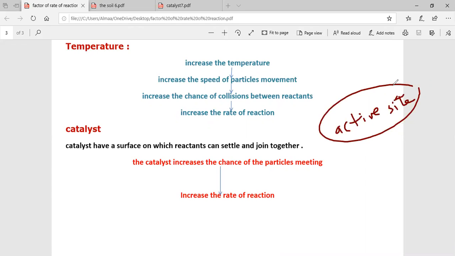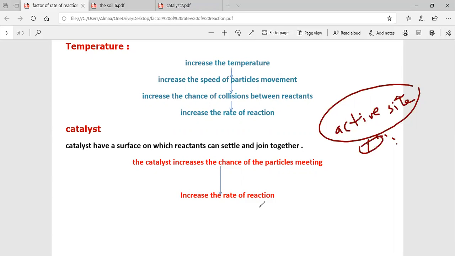At the active site in the catalyst, the reactants join to make the chemical reaction. The catalyst increases the chance of particles meeting. So by using the active site, this allows the reactants to increase the chance of meeting, so increase the rate of reaction.